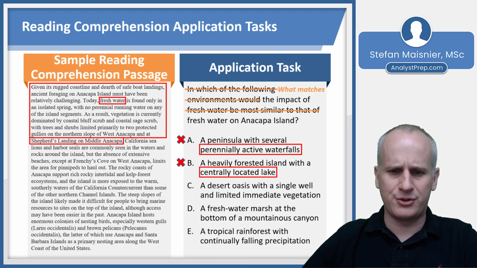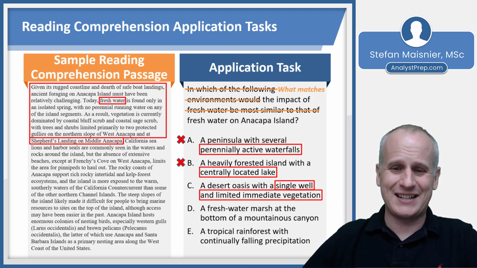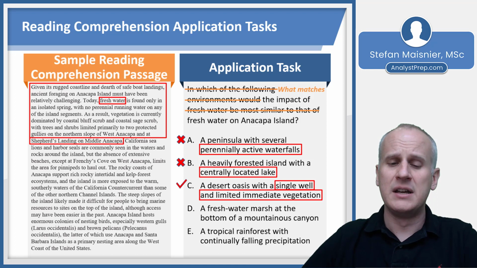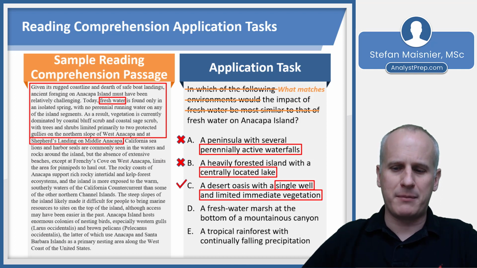Otherwise, you might have chosen choice B. But choice C, that single well and limited immediate vegetation, really matches what's happening with the freshwater on Anacapa quite nicely. Then, once you've got a good check mark, you could potentially move a little bit more quickly. A freshwater marsh at the bottom of a mountainous canyon, well, the freshwater marsh is going to have way too much water. And then choice E, a tropical rainforest with continually falling precipitation. That's way too much water as compared to Anacapa, which has a very limited supply.